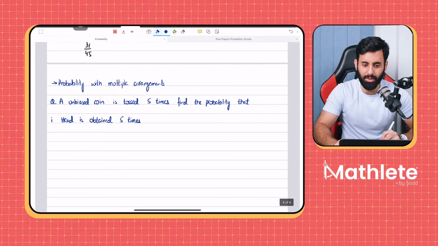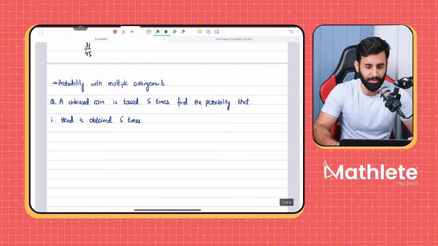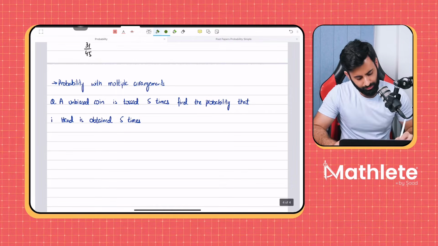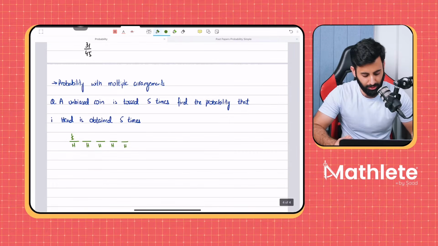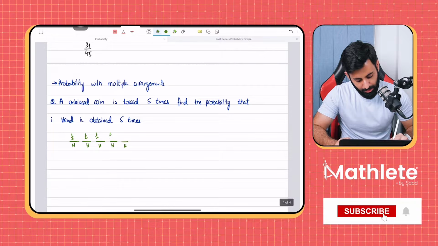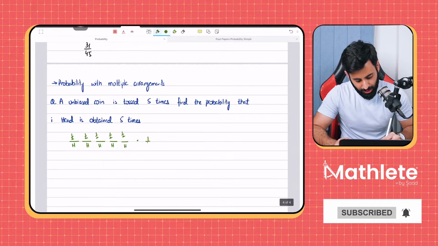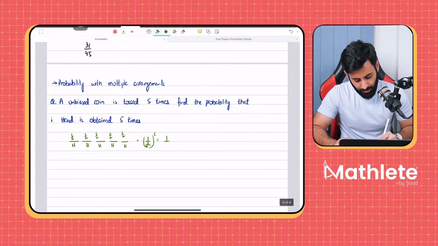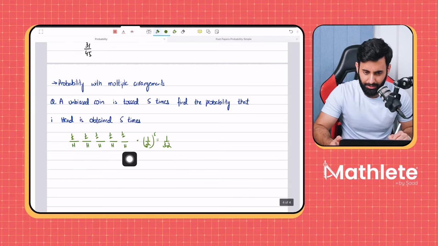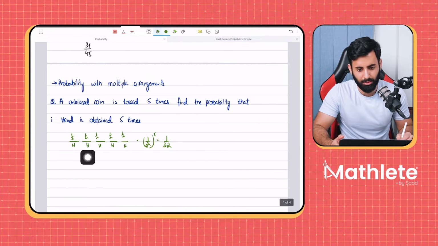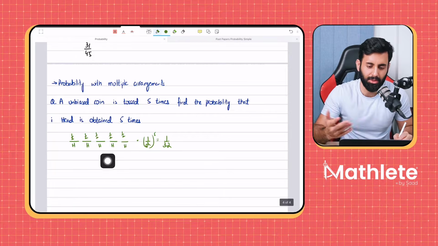So anyone who can tell me what the answer to this part is going to be? Head is obtained 5 times. It's a pretty easy question. 1, 2, 3, 4, 5. Head, head, head, head, head. Okay? So the probability of getting a head in the first attempt is 1 upon 2. What about the probability of getting head in the second toss? That's also 1 upon 2. Okay? And then just like that, 1 upon 2, 1 upon 2, 1 upon 2, 1 upon 2. So in other words, 1 upon 2 to the power of 5, which is equal to 1 upon 32. Okay? Now, this is one way to get head 5 times. Is there any other way that we can get head 5 times? No. Because even if I rearrange these letters, we still get the same thing.